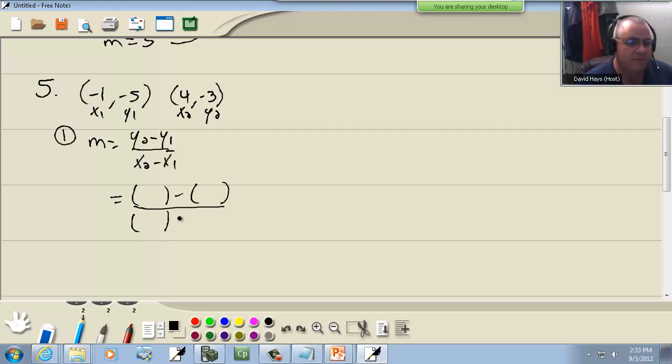And we'll go through, and wherever we have a variable, put parentheses in. Y2 we said was negative 3. Y1 is negative 5. X2 is 4. X1 is negative 1. Now if you have a minus, parentheses minus, that becomes a plus. So this is negative 3 plus 5. And down below here, minus, parentheses minus becomes a plus. That's 4 plus 1.